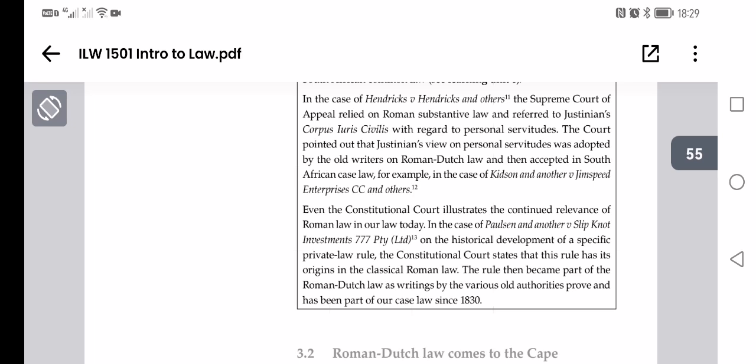For example, in the case of Kitson and another v Jim Speed Enterprises CC and others, even the Constitutional Court illustrates the continued relevance of Roman law in our law today. In the case of Paulsen and another v Slip Knot Investments 777 Pty Ltd, on the historical development of a specific private law rule, the Constitutional Court states that this rule has its origins in classical Roman law. The rule then became part of Roman Dutch law, as writings by the various old authorities prove, and has been part of our case law since 1830.